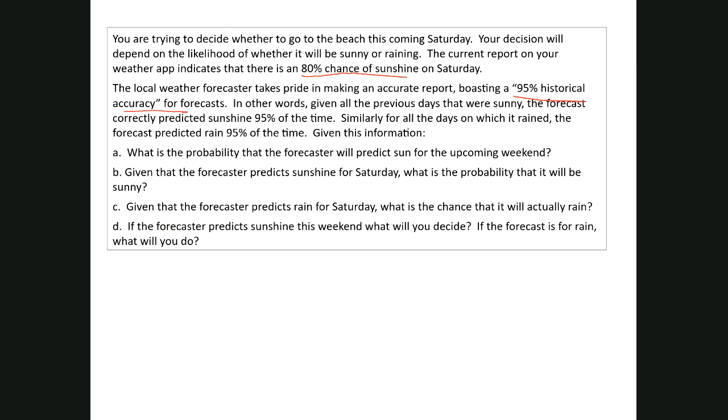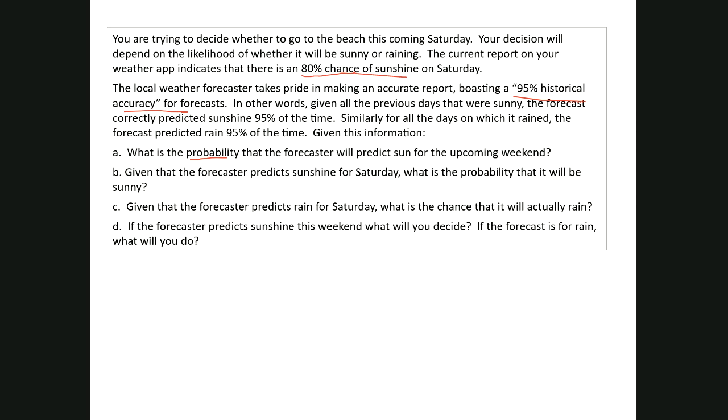So the first question that we want to answer is, with all of this information, what's the probability that the forecaster will predict sunshine? And if the forecaster predicts sunshine for Saturday, given that, what is the actual probability? Given that the forecaster predicts rain, what's the chance that it will actually rain? And then finally, if the forecaster predicts sunshine, of course, you want to know what you want to do.